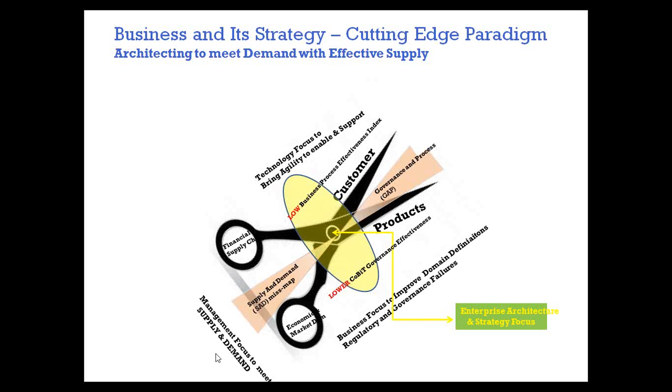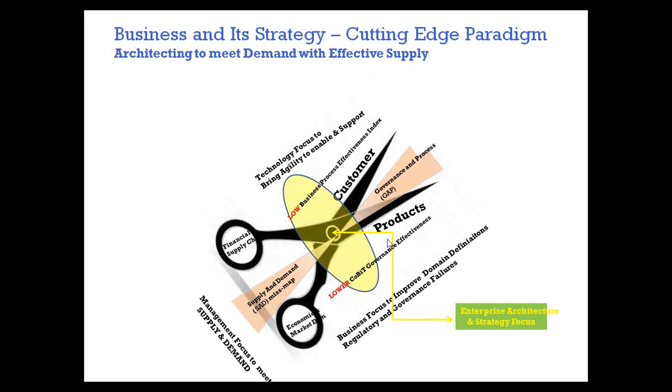On the other side of it, the third portion is the management focus to meet supply and demand. Unless they put pressure on the supply chain mechanism and understand the market dimensions through either what you call as market risk or credit risk or whatever, you will not be able to put the pressure on the performance of the customer meeting the product. So the three things, technology, management and business, they are very important, but all the three rest on the fulcrum of enterprise architects and a strategy focus.